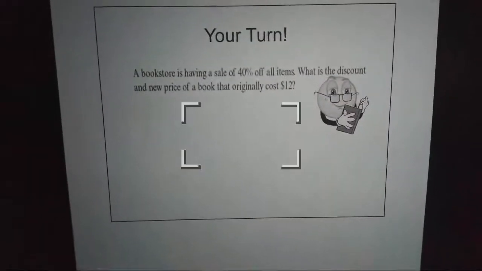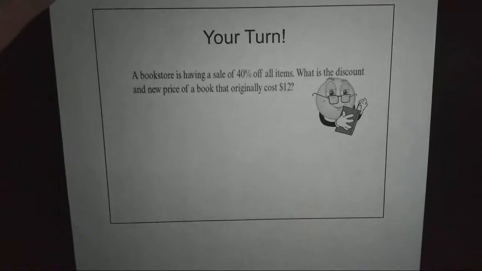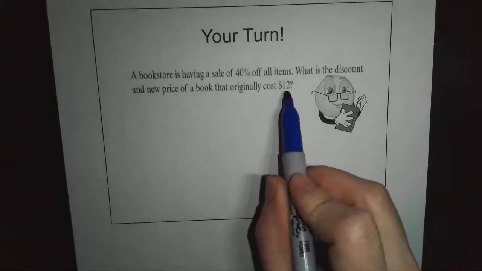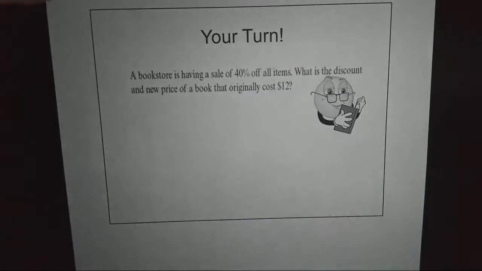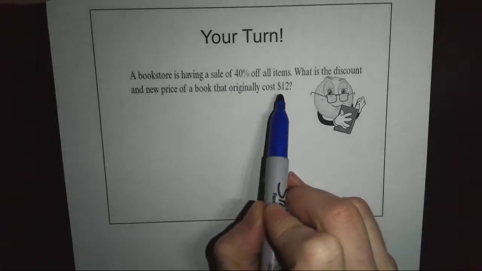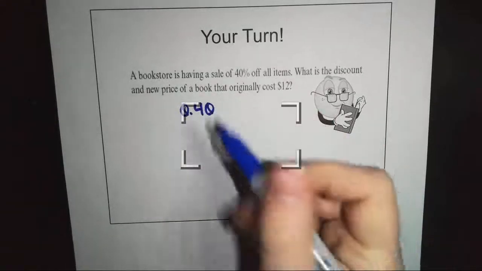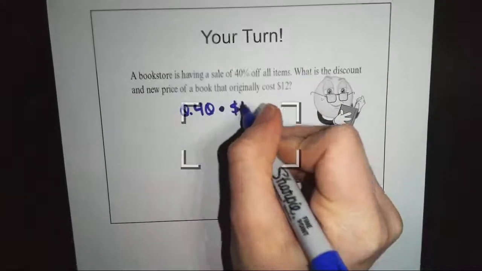All right, now here's another one that needs to be in your notebook. It says a bookstore is having a sale of 40% off all items. What is the discount and new price of a book that originally cost $12? We know that when they have a sale, they take that percentage off of the original cost. Here our original cost is $12, and they're giving us 40% off of that $12. So I need to find 40% of $12. So I write 40% as a decimal, 0.4, and I'm finding 40% of means multiply, $12.